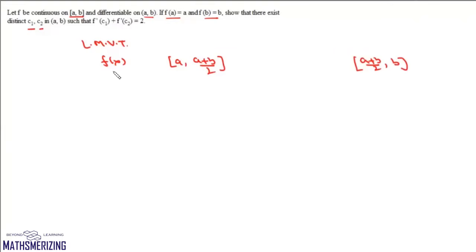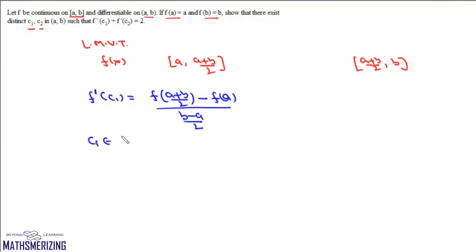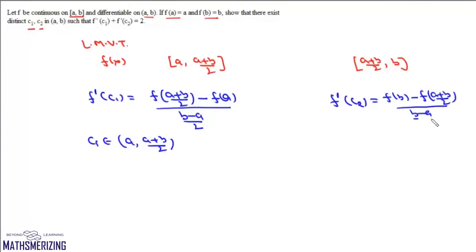Now we apply Lagrange's mean value theorem. In the first interval, we'll say there exists at least one c1 such that f'(c1) equals f((a+b)/2) minus f(a) upon (b minus a)/2, where c1 lies in the interval (a, (a+b)/2), and the same way we can write there exists a point c2 such that f'(c2) equals f(b) minus f((a+b)/2) upon (b minus a)/2, where c2 lies in the interval ((a+b)/2, b).